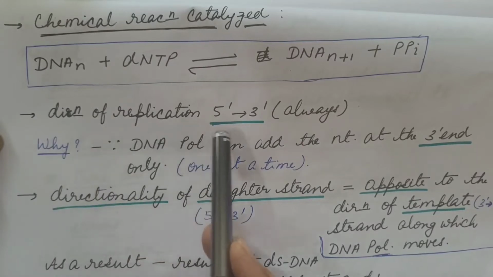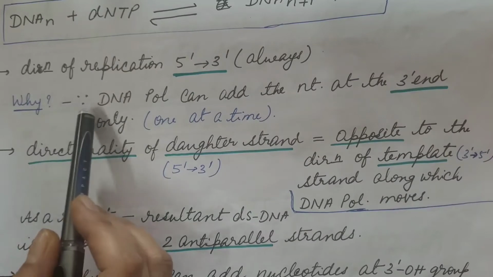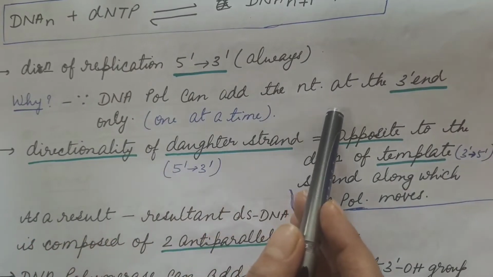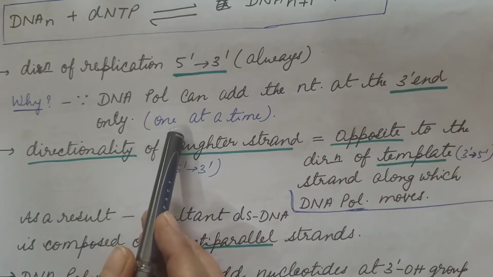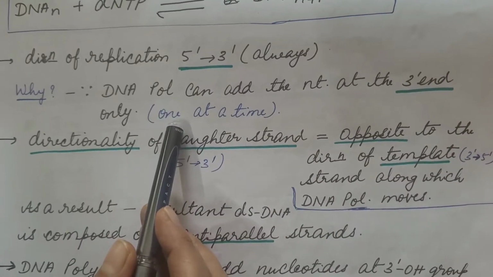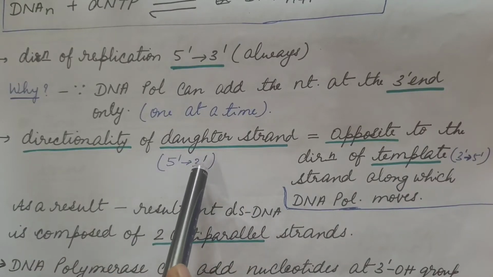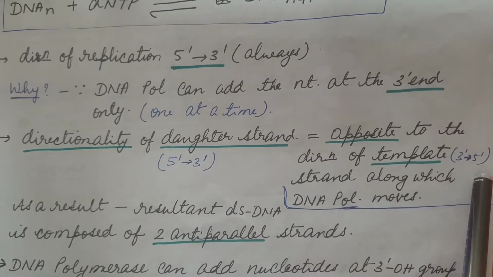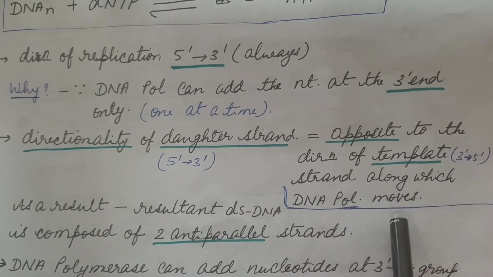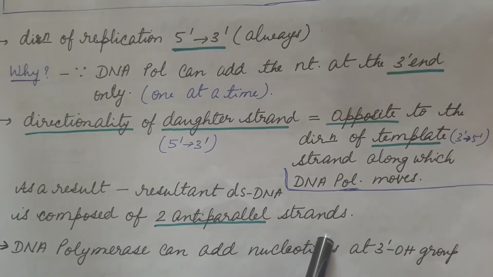The direction of replication is always 5' to 3'. Why? Because DNA polymerase can add nucleotides at the 3' end only, and one nucleotide is added at a time. So the directionality of the daughter strand, which is 5' to 3', is opposite to the direction of the template strand, which is 3' to 5', along which DNA polymerase moves. As a result, the resultant double-stranded DNA is composed of antiparallel strands.